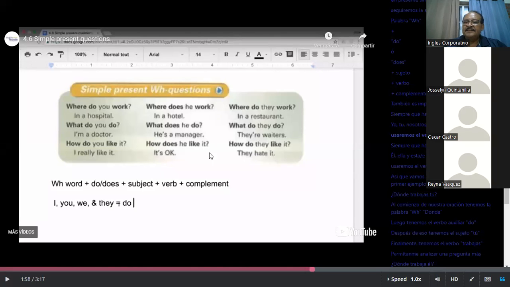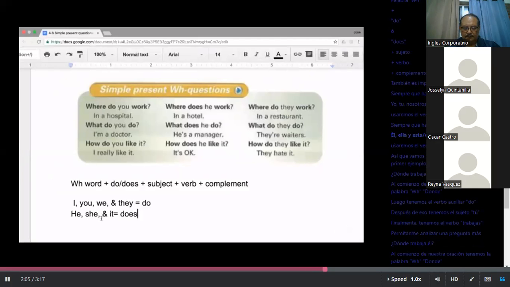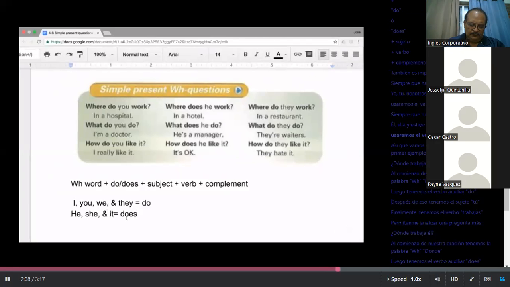How do you like it is, what is your opinion about your job? How do you like it? How do you like your job? What is your opinion about your job? Okay, so then this is about you. The same for where does he work? He works in a hotel, third person, he. What does he do? He is... and how does he like it? What is his opinion about his job? We'll use the auxiliary verb do. Whenever we talk about the pronouns he, she, and it, we will use the auxiliary verb does.